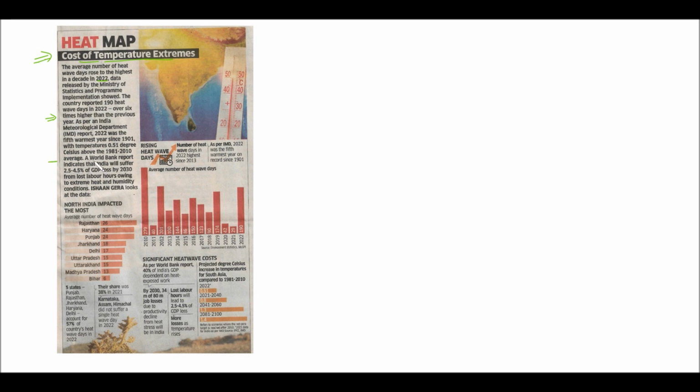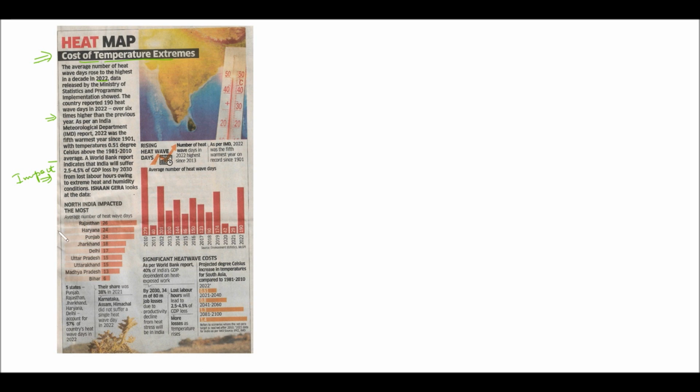Now, what is the impact? It's saying a World Bank report indicates that India will suffer 2.5 to 4.5% of GDP loss by 2030 from lost labor hours owing to extreme heat and humidity conditions. So basically what it is saying is, because of this heat wave, the labor productivity, which works in this hot and humid environment, will be impacted, and this in turn will have an impact of almost 2.5 to 4.5% of GDP loss by 2030. So this is the impact of the heat wave which is increasing.